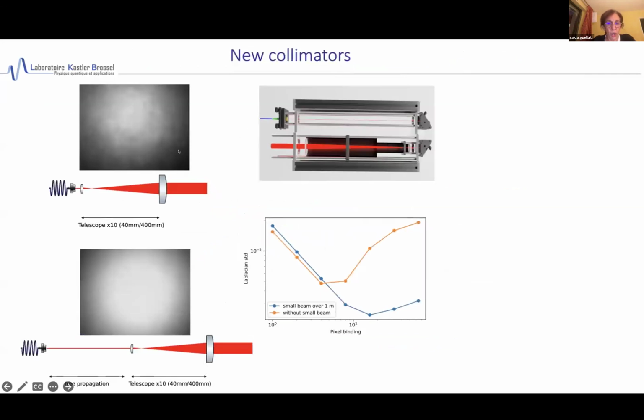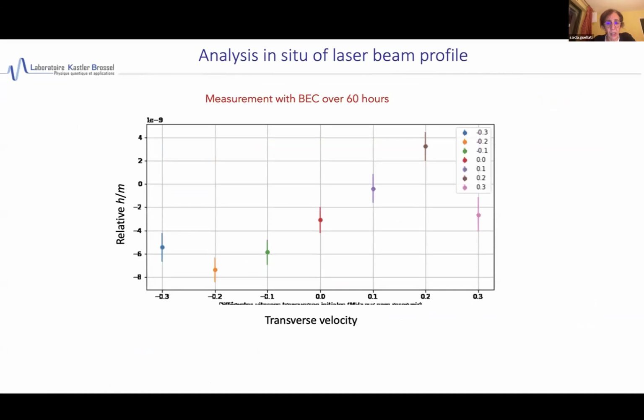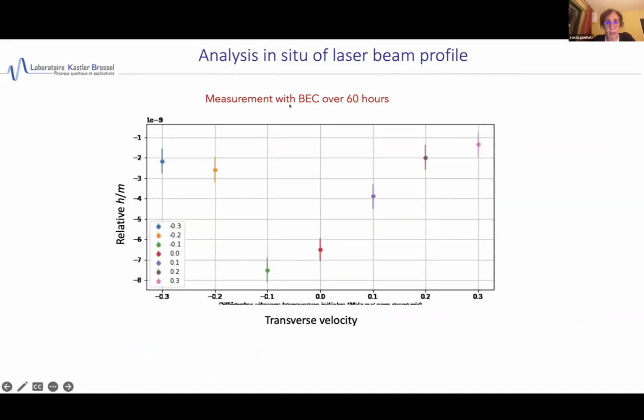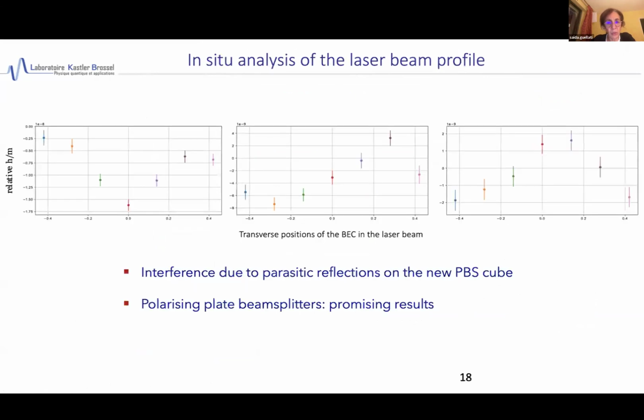And for that, we developed a new collimator. This is the profile of the laser beam with the old one. And this is the usual technique, by propagating the beam at short distance. After collimation, we are able to smooth the profile of the laser beam. At the same time, we use a larger beam splitter in order to avoid some diffraction. And what we see recently, measuring over 60 hours, is that there is a fluctuation. And when we look more closely, we see that this fluctuation corresponds to fringes.